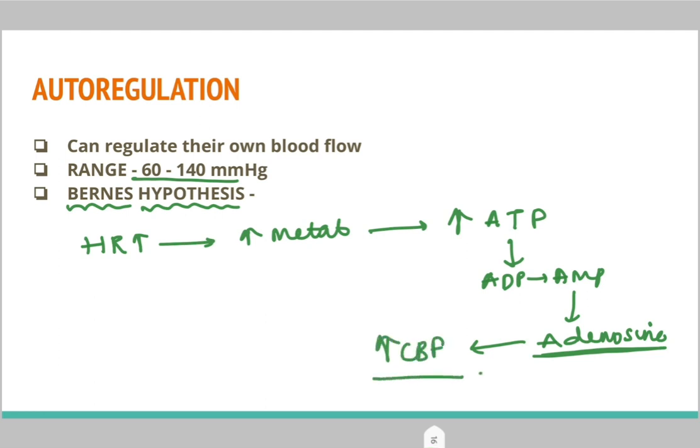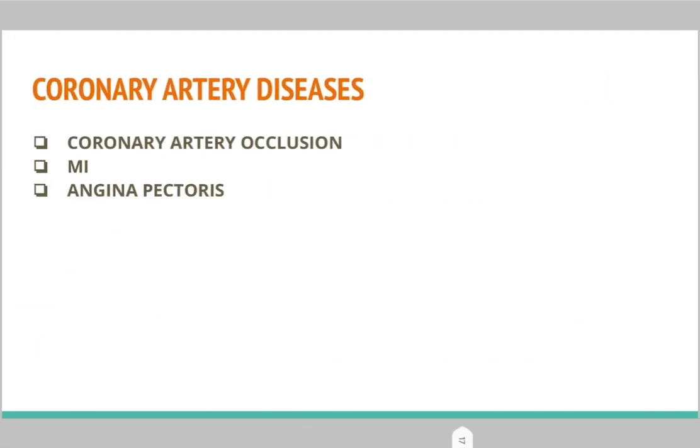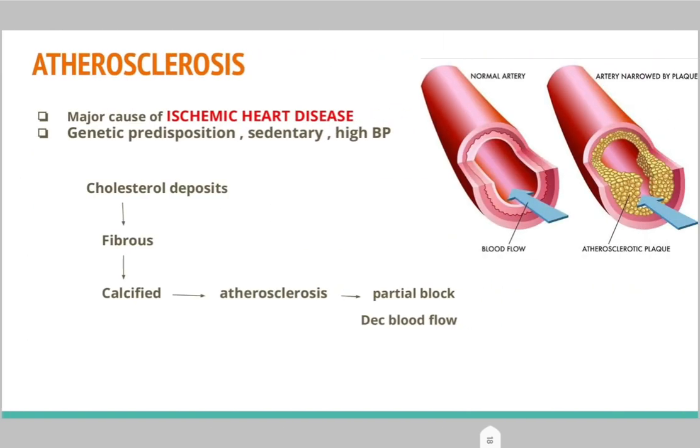So it will dilate the blood vessels, leading to the increased coronary blood flow. So in this way, the heart regulates its own blood supply. I hope this is clear. Now coming to the coronary artery diseases, coronary artery occlusion, myocardial infarction and the angina pectoris.